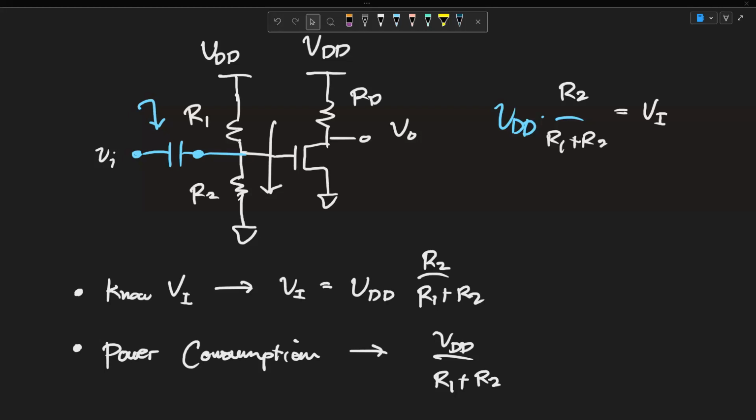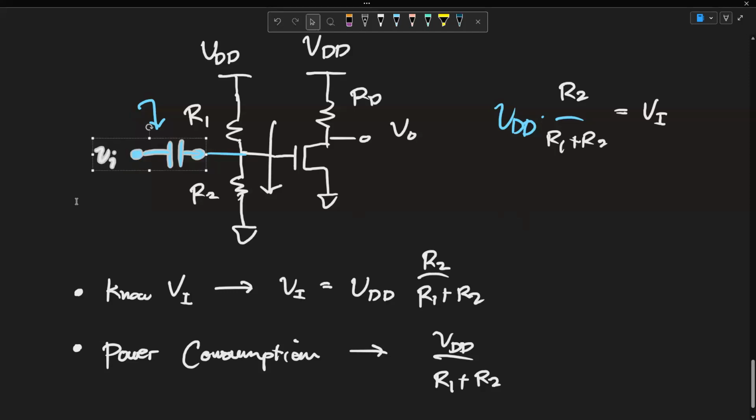Why did we ignore the capacitor for VN? Well, we're doing DC analysis for biasing. Capacitors in DC are an open circuit. Yes? So that's the reason why we ignore the capacitor.